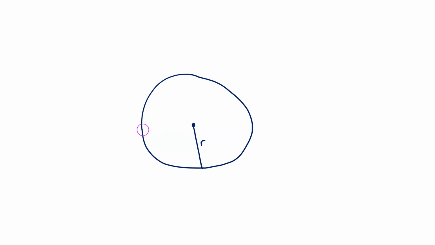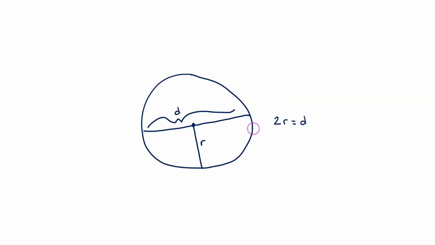We also could draw a line from one edge of the circle to the center, and then out to the other edge of the circle, and we say this is the diameter. And 2 radii, so twice this length, is the diameter. So that's one formula.